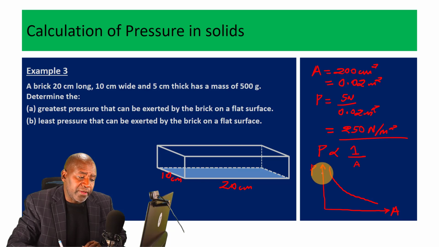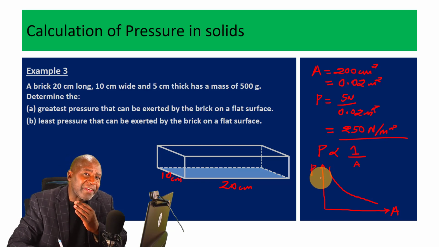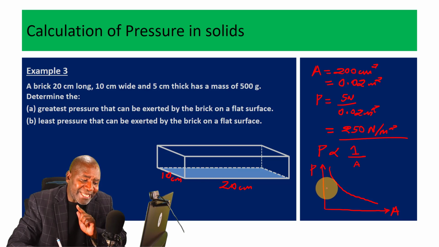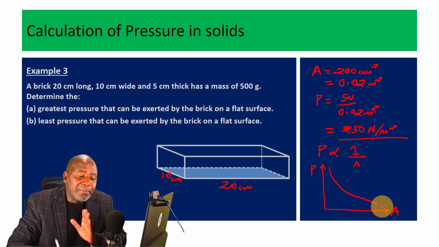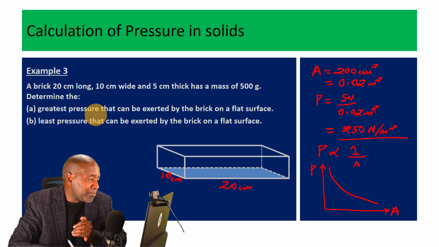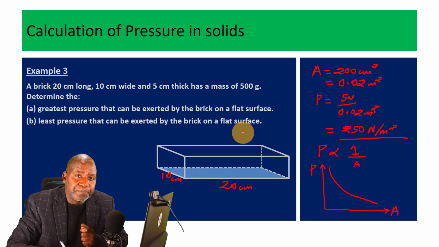So the physical quantity which is affected by a change in the other one is referred to as the dependent variable. In this case, pressure is affected by the way area changes. So we deliberately changed the area from a big area to a small area or vice versa, and then we saw how pressure was affected. That's why we are calculating pressure when the block lies on its largest surface and when it lies on its smallest surface.